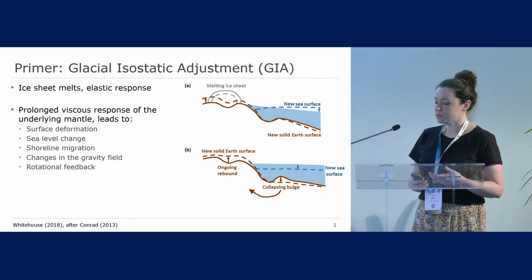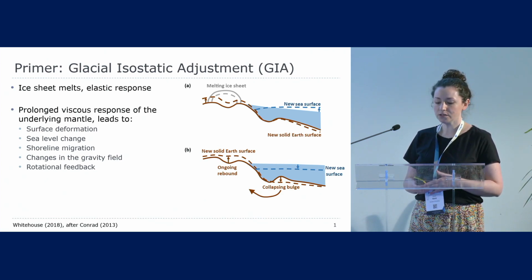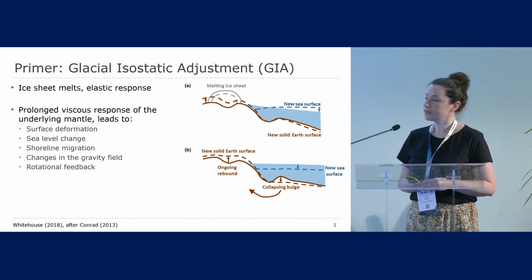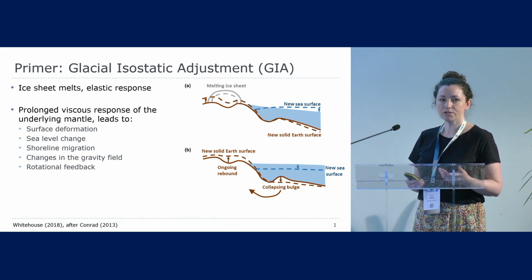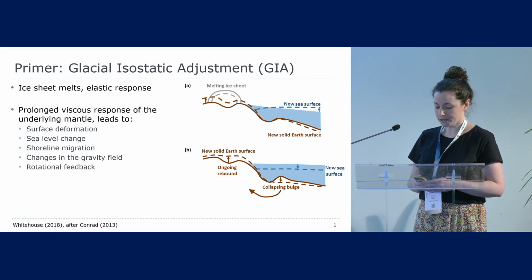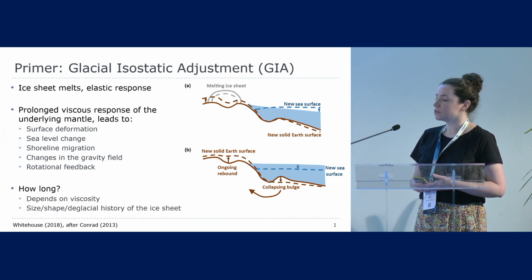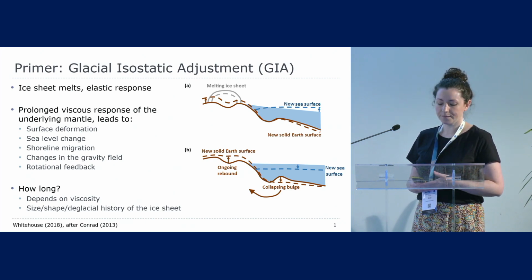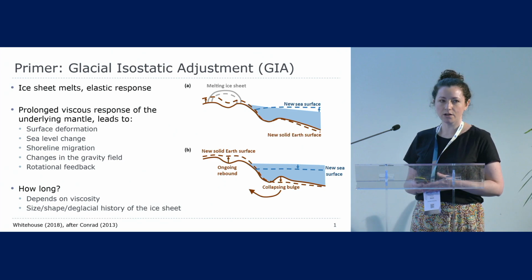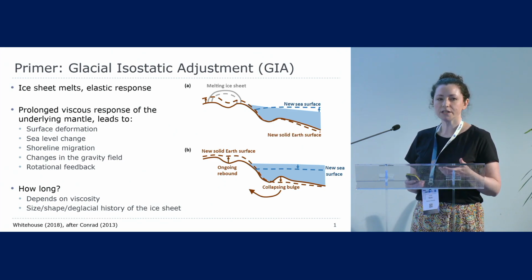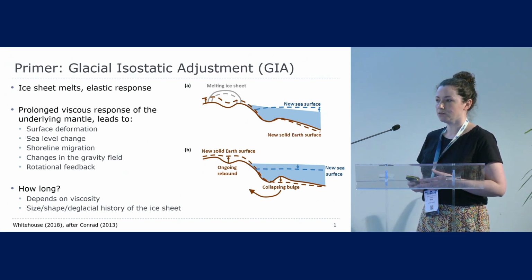Over longer timescales, we see a prolonged viscous response of the underlying mantle as mantle material moves back to the formerly loaded regions. And this leads to processes such as surface deformation, sea level change, shoreline migration, changes in the gravity field as mass is redistributed through the system, and rotational feedback. And how long this process takes depends on the underlying viscosity of the Earth and the size, the shape, and the deglacial history of the ice sheet. So, for example, in some regions of the world, such as Fennoscandia, we're still seeing rebound from deglaciation from the last glacial maximum.